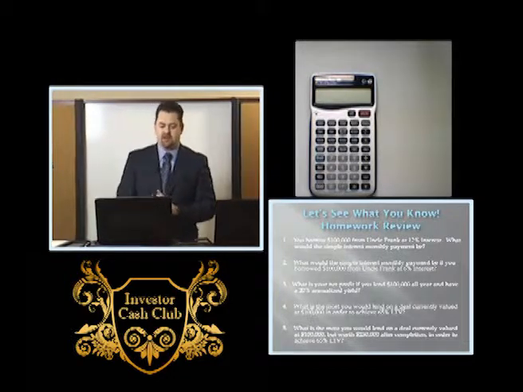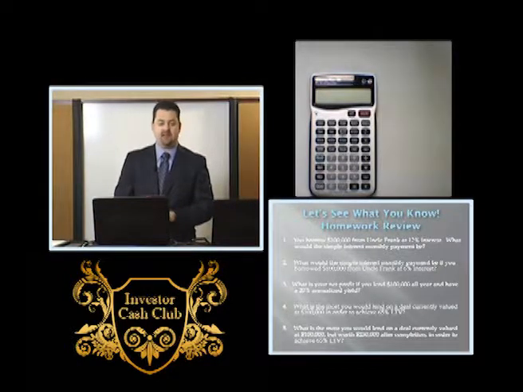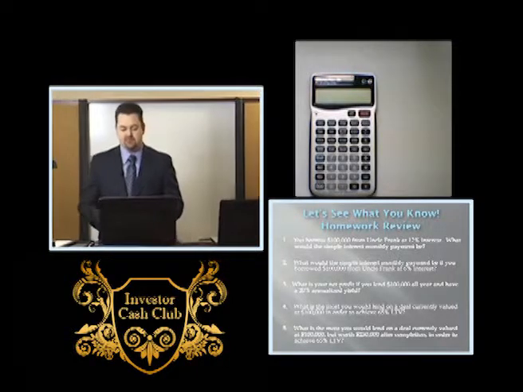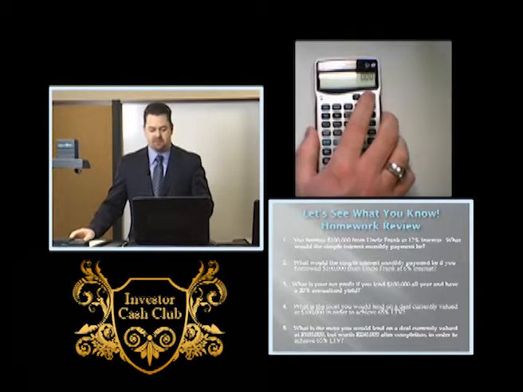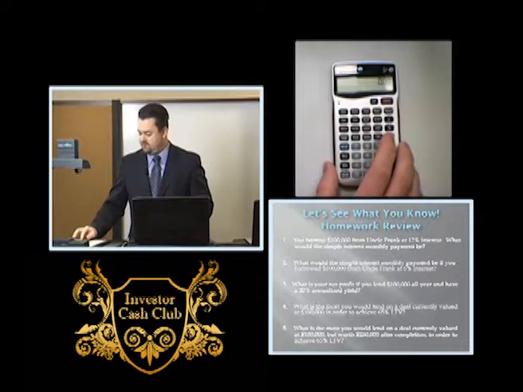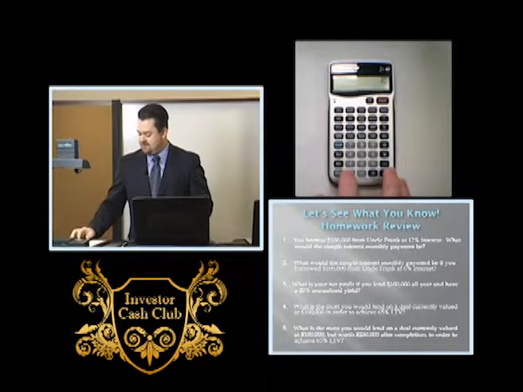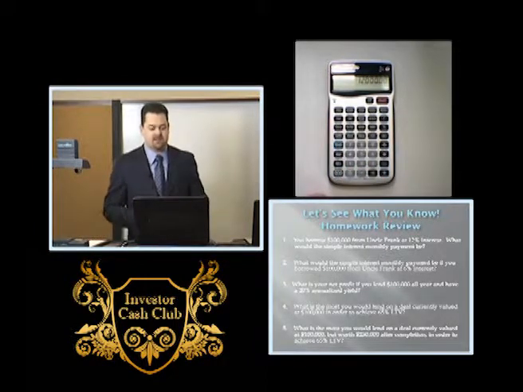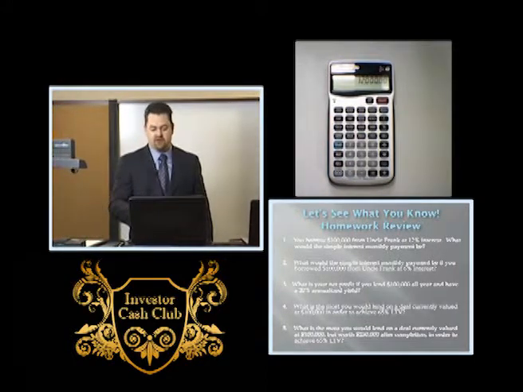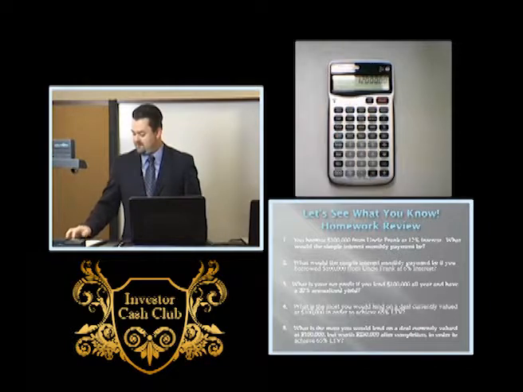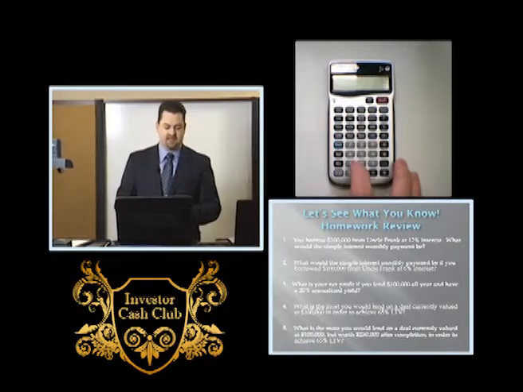Question number 1. You borrow $100,000 from Uncle Frank at 12% interest. What would the simple interest monthly payments be? Guys, if you have to get a calculator out for this one, it's probably good that you're on the call. It's actually quite simple. We just take $100,000 at 12% interest and it gives us $12,000 annually. So the simple interest monthly payment would merely be the $12,000 in interest divided by the number of months, which is $1,000 a month.